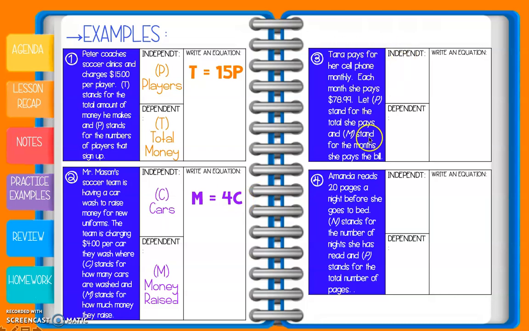All right, let's take a look at number 3. Number 3 says, Tara pays for her cell phone bill monthly. Each month she pays $78.99. So every single month she's paying $78.99. So we know that's multiplication.